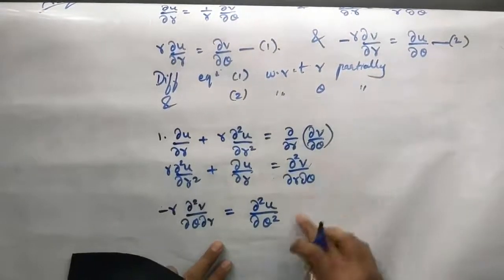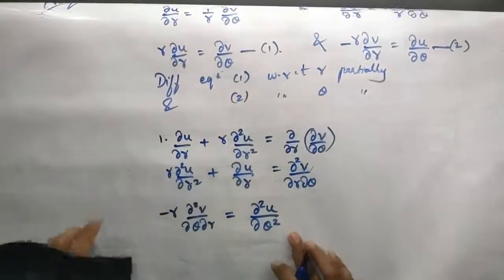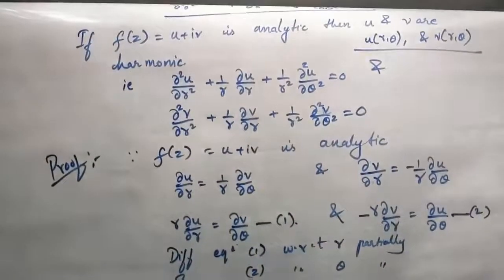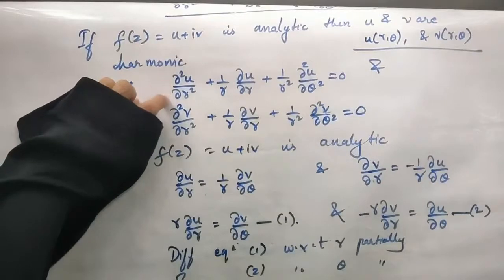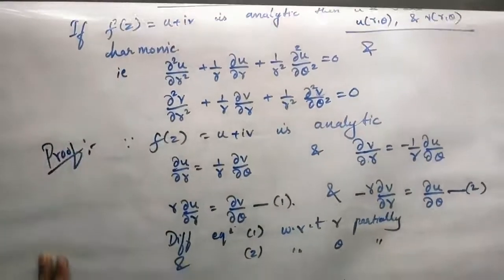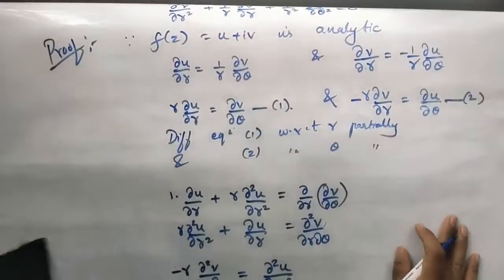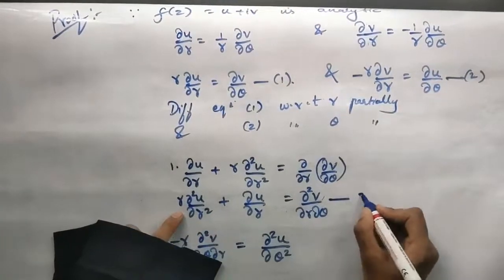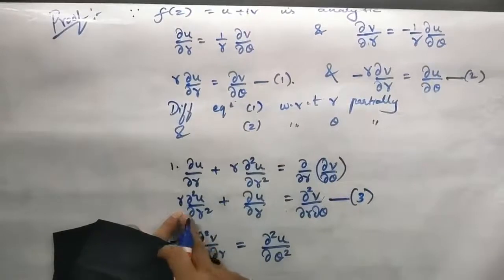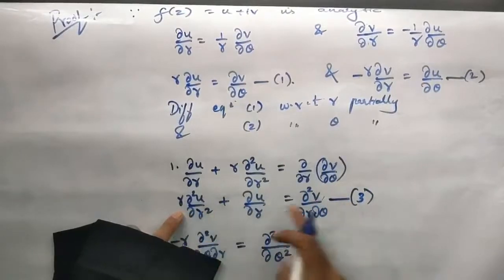Okay, now you have got two equations. Is it? Now look at the previous equation, what you must get. Look at this. You must get ∂u/∂r over here, ∂²u/∂r². Okay, so to make the coefficient of ∂²u/∂r² 1, we divide throughout this equation. Let me call this as equation 3. Divide this equation by r.